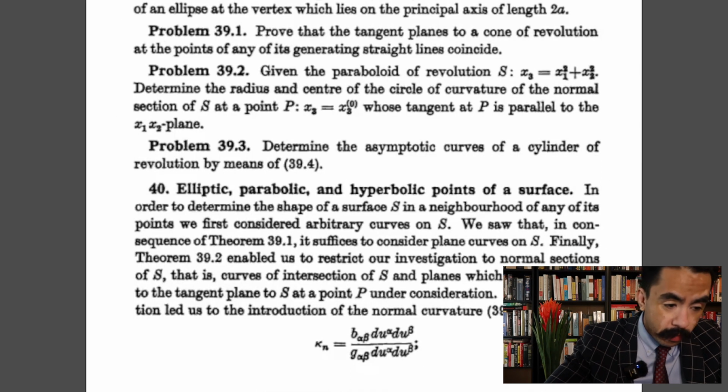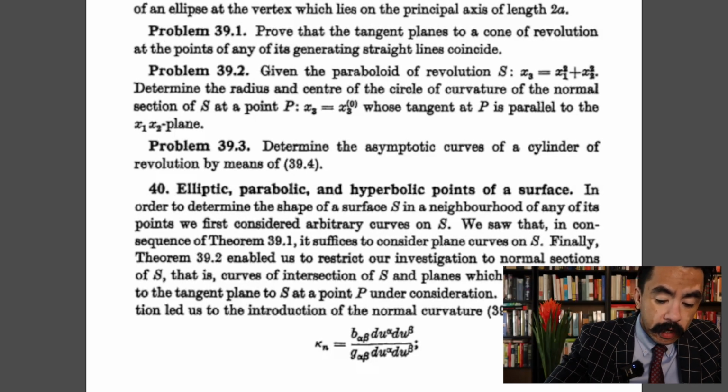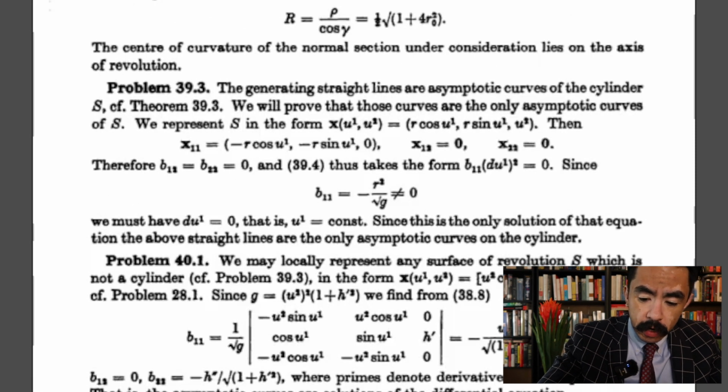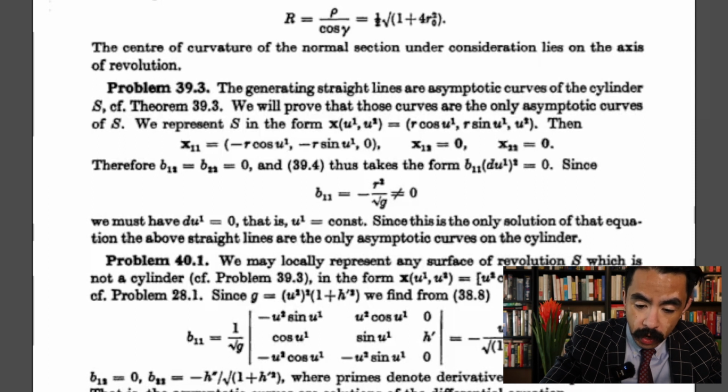Problem 39.3. Determine the asymptotic curves of a cylinder of revolution by means of the differential equation b sub alpha beta times du alpha times du beta equals 0. The generating straight lines are asymptotic curves of the cylinder S, given by the theorem that any straight line on a surface of class r greater than or equal to 2 is an asymptotic curve. We will prove that those curves are the only asymptotic curves of S. We represent S in the form vector x in terms of u1, u2 equals first entry r cosine u1, second entry r sine u1, and third entry u2.